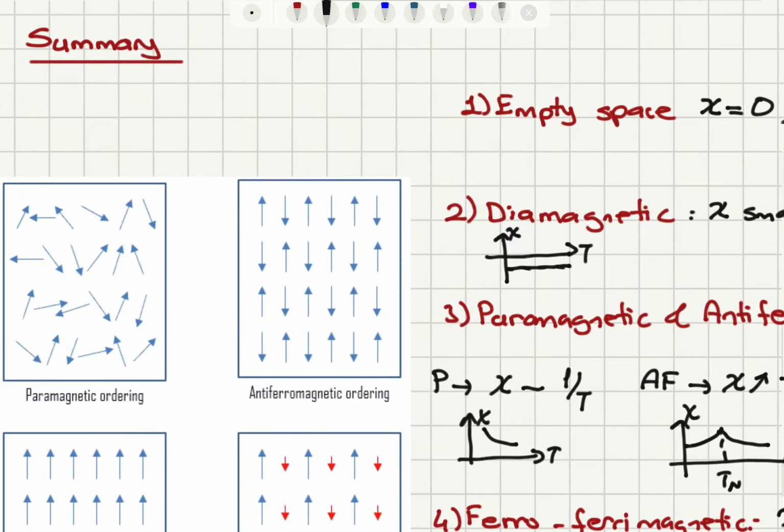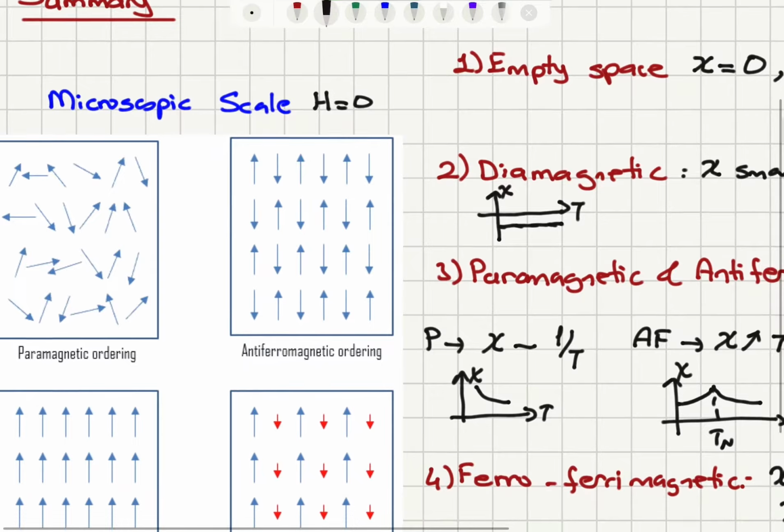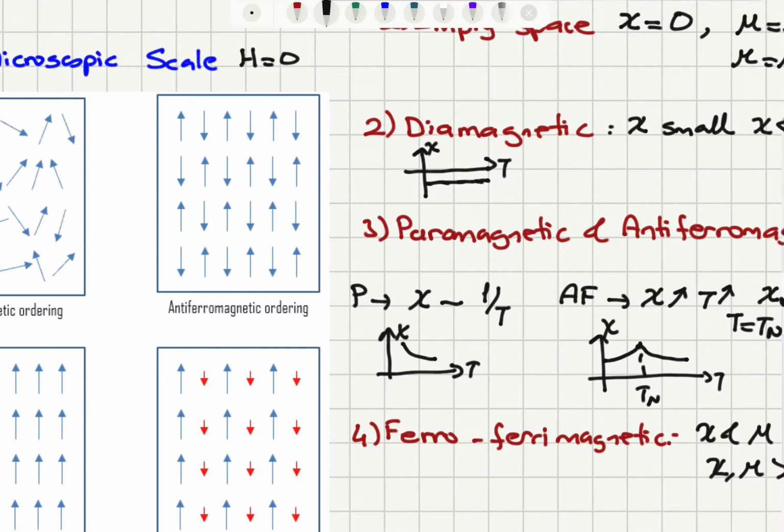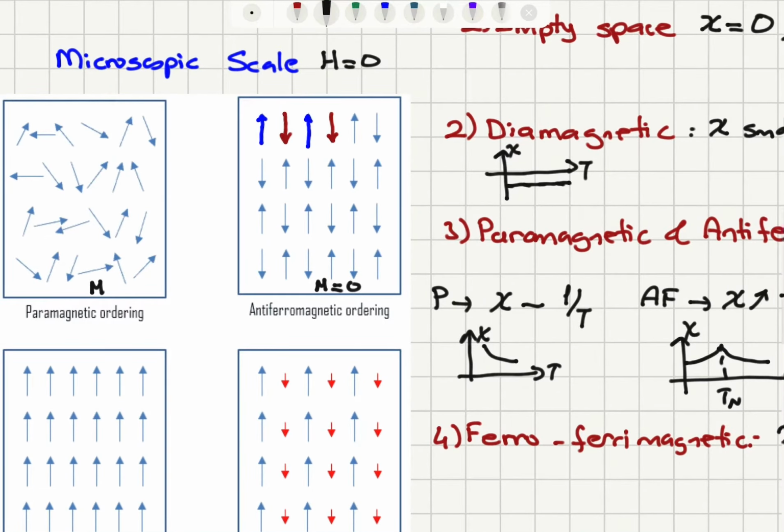Now on the microscopic scale, we see the following for magnetic moments. When we have a zero magnetic field, in paramagnets we have a random distribution of magnetic moments. In antiferromagnets we have two sublattices. One type of moment is pointing up, so let's show it with blue, and one pointing down, let's show it with red. So we have up moments and down moments, and you can see they exactly cancel each other. The total magnetization M is 0. The total magnetization for the paramagnet is 0 for a different reason, because we have a random distribution of moments.